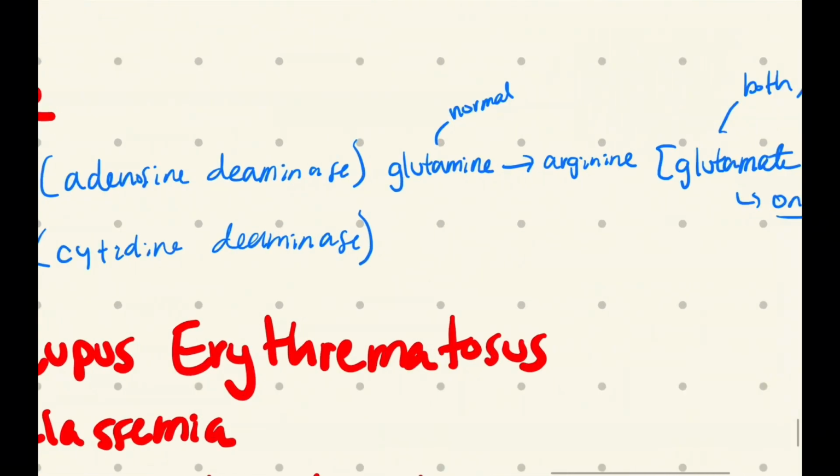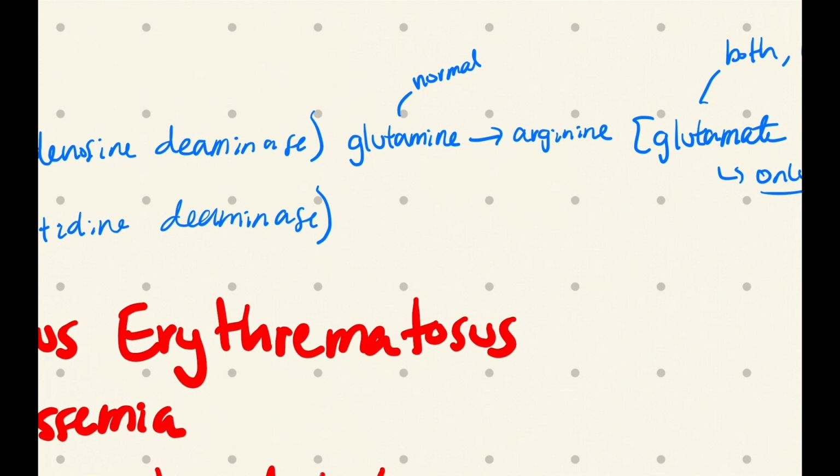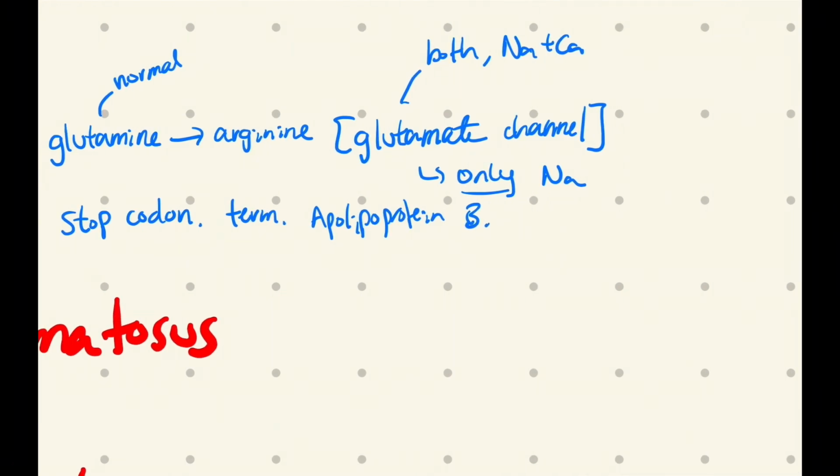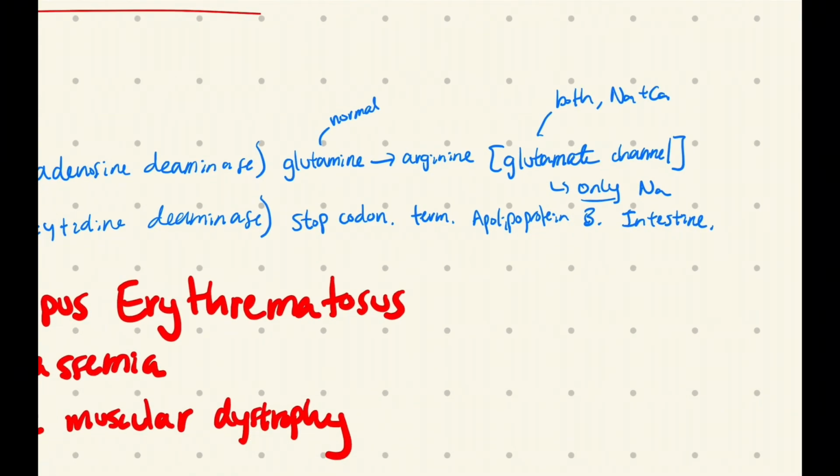And then your cytidine deaminase is what is going to create a stop codon. Obviously, that makes a lot of problems because this is going to terminate apolipoprotein B, and this is going to be pathological in your intestine. So your apolipoprotein B is going to be messed up, and it's going to be in your intestine.